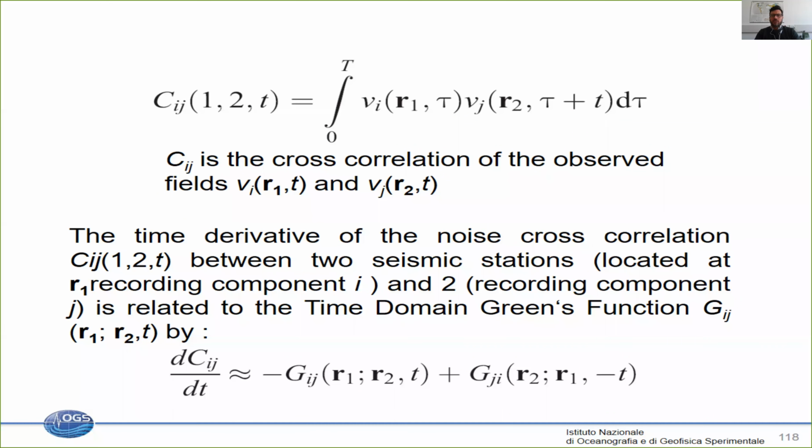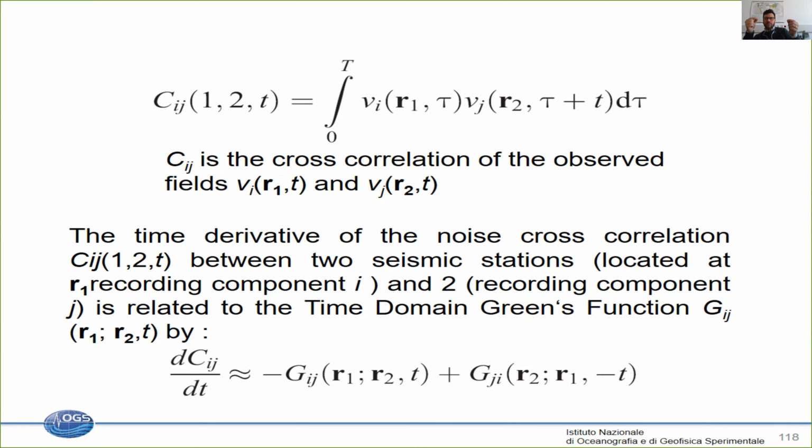So the method, you see again here, we have two stations. This is a signal as a function of time. This is simply our correlation function between the two sensors that you remember. This can also be calculated through the Fourier transform of the two signals. And then it was shown that the time derivative of this cross-correlation function is related to the time domain Green's function between the two media. So it was possible to obtain, from just the correlation function, the Green's function, the propagation from one sensor to the other.